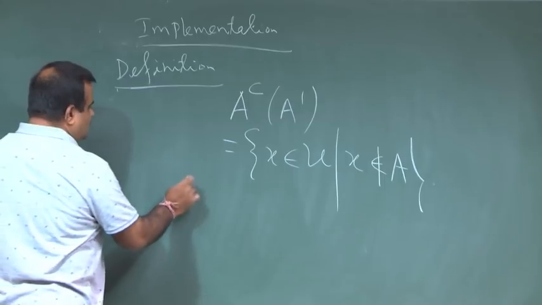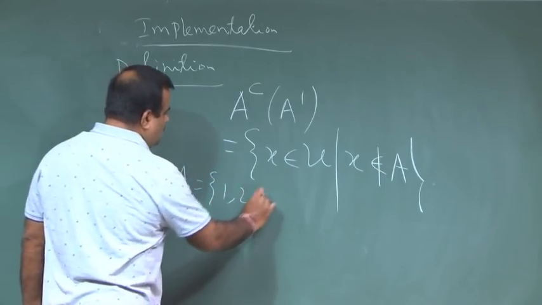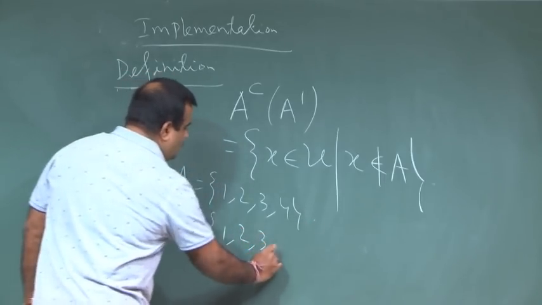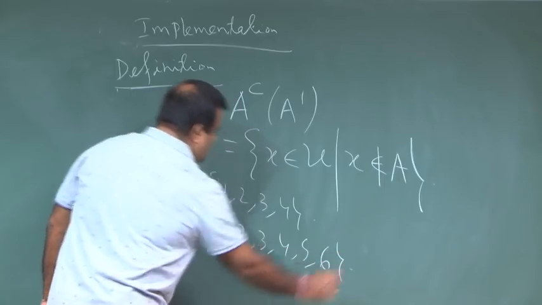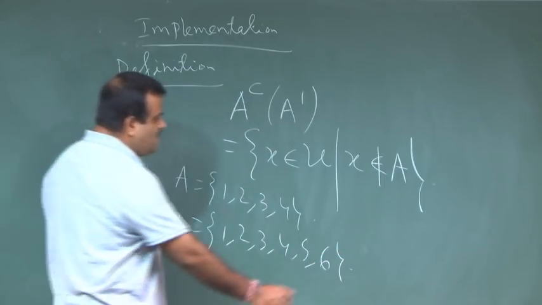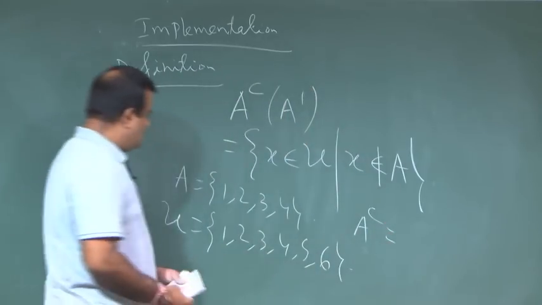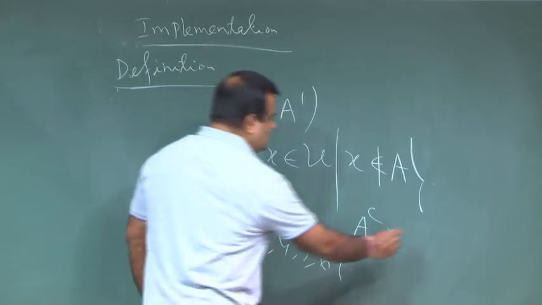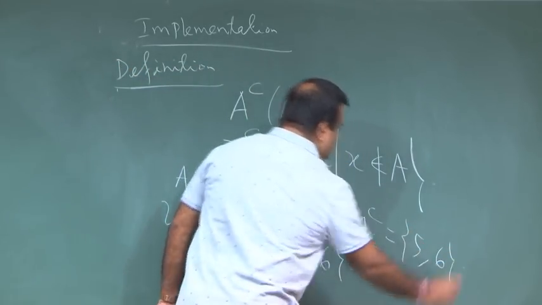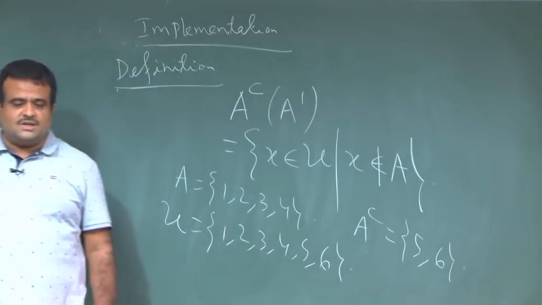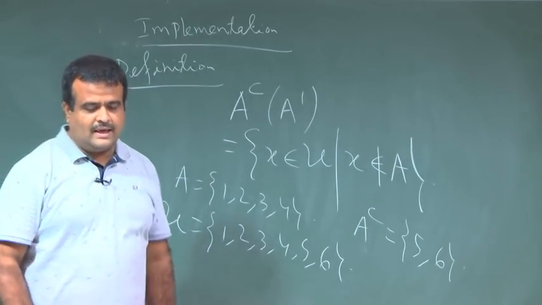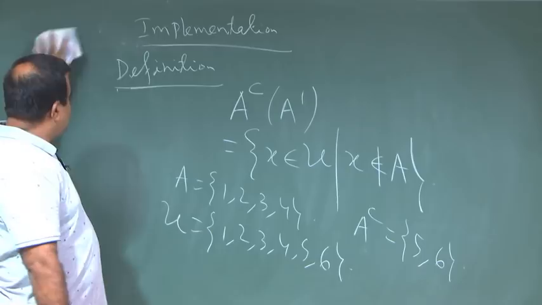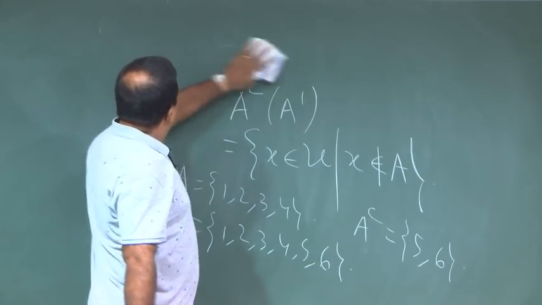Now, for example, suppose our A is {1, 2, 3, 4} and our universe is {1, 2, 3, 4, 5, 6}. Then what is A complement? A complement is nothing but the set of all elements coming from the universe which are not in A. So, that means {5, 6}. These are the elements not in A. This is the definition of the complement. Now, we will have some properties of this complement.